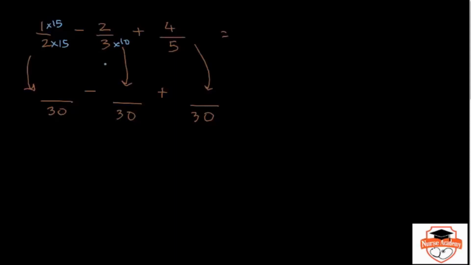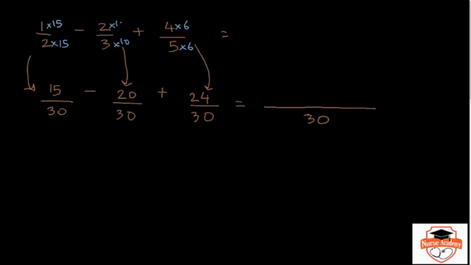3 times 10 is going to give you 30. Multiply the numerator with 10. 5 times 6 is going to give you 30. Multiply the numerator with 6 as well. So we end up getting 15 over 30 minus 2 times 10 is 20 over 30 plus 4 times 6 is 24 over 30.